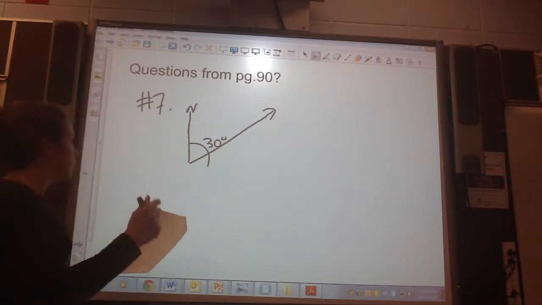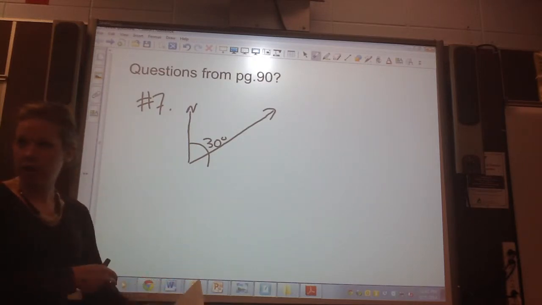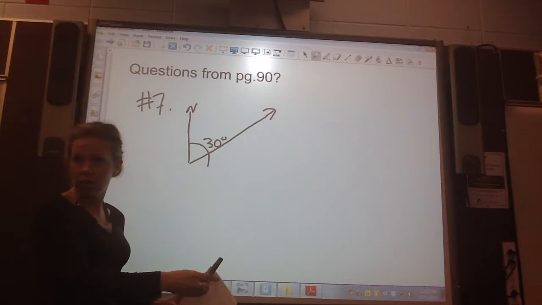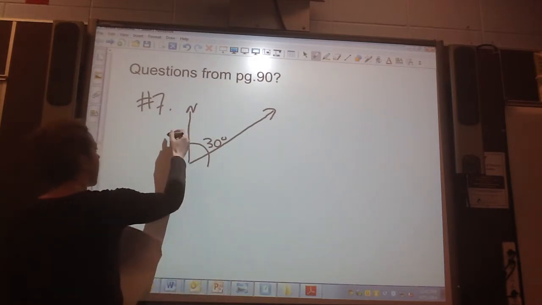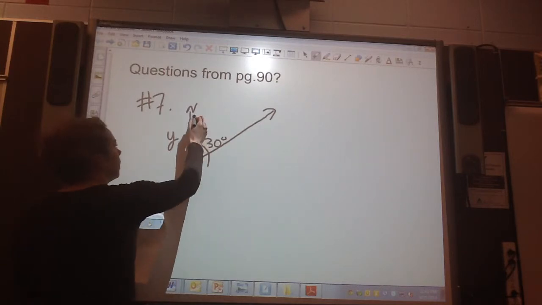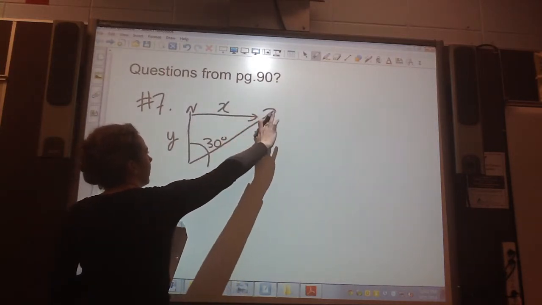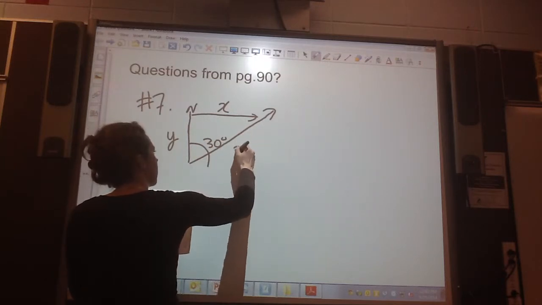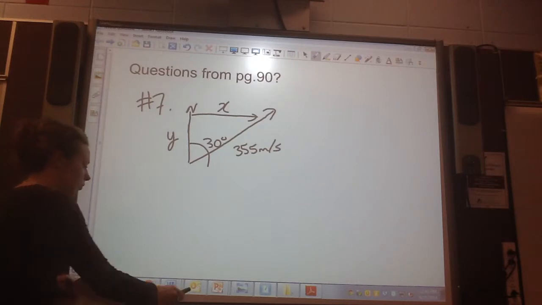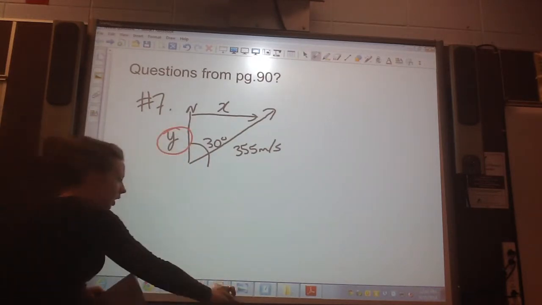Okay, good. So, this asks you to find the y function, I think the question does, right? The vertical? Yeah. So it asks you to find the vertical vector. So we know our overall vector is at 30 degrees, and the magnitude is 355 meters per second. So we are trying to find out y.